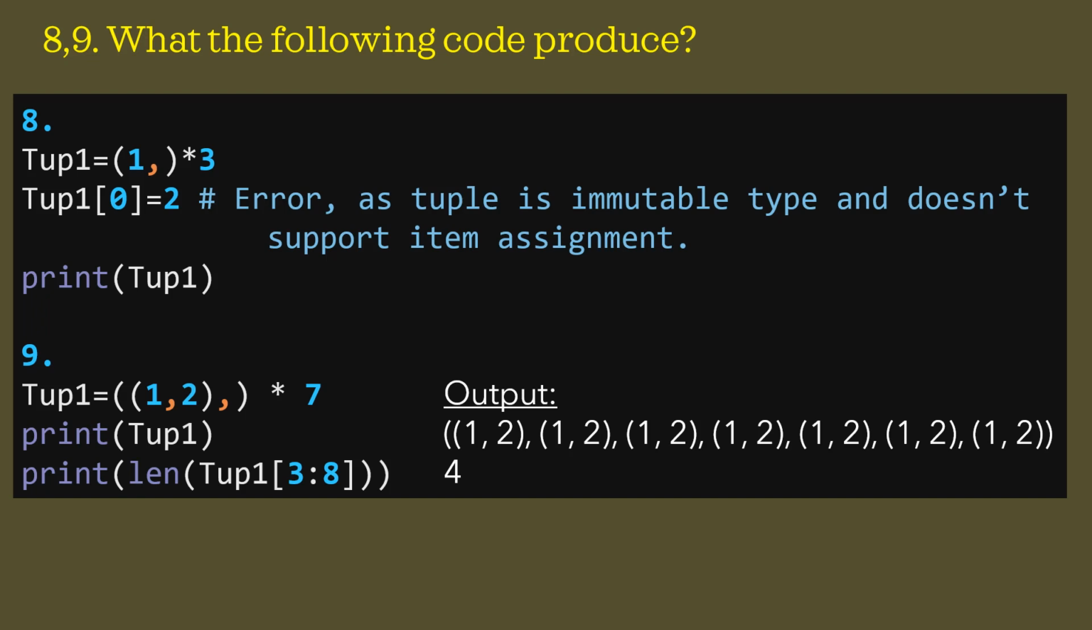Next, print the length of tup1 of 3 colon 8. So starting from index number 3 till index number 8, or basically index number 7, but since the last index number is 6, it will give the elements present at index number 3 onwards. How many elements are there? There are 4 elements, so the length is 4.